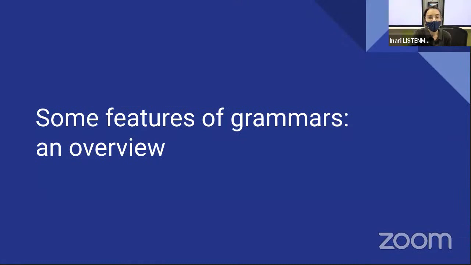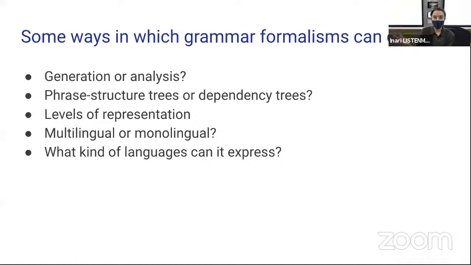Again, I'm not trying to talk about all the features in the world. Some of these are orthogonal, some features maybe presuppose or prohibit other features, but this is a very loose overview. So, some ways in which grammar formalisms can differ. I'm going to talk about these five things. Let's get started. You'll see in time what these things mean.